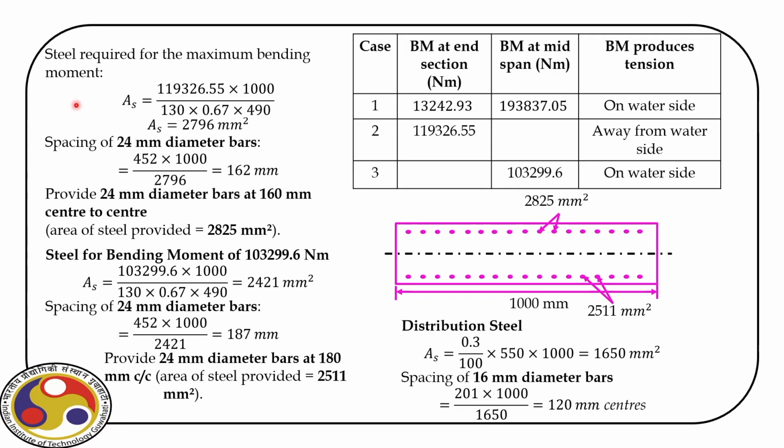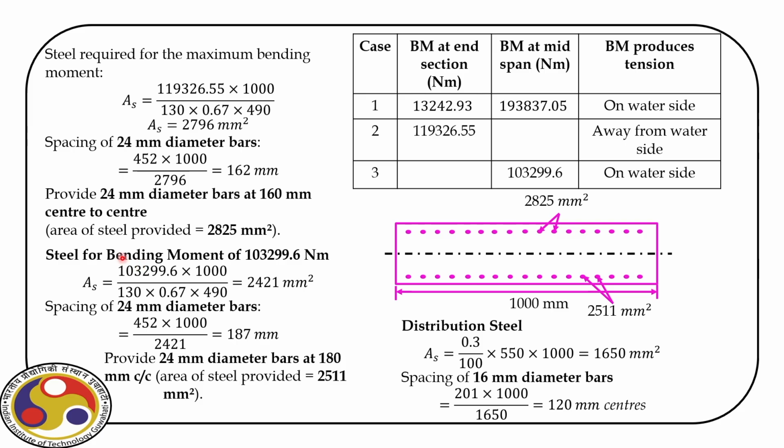Then again, we have to find out the steel required for the bending moments that we have identified. So, area of steel required for this maximum applied bending moment is 2796 millimeter square. So, if we provide 24 diameter bar, then the spacing is 162 millimeter. So, we can provide 24 diameter bars at the rate of 160 millimeter center to center. So, the area of steel provided is 2825 millimeter square as opposed to the area required, which is 2796.